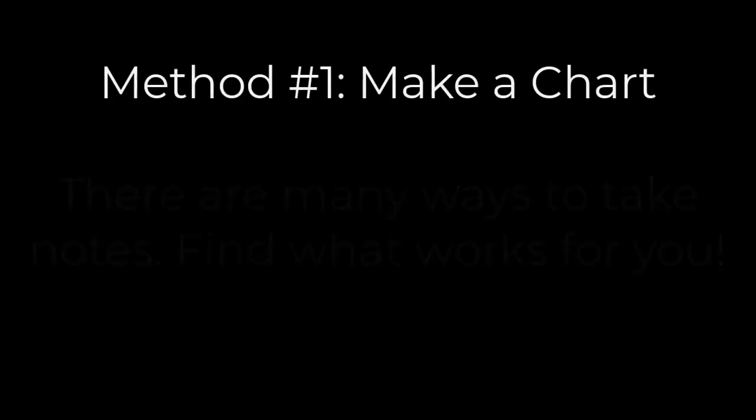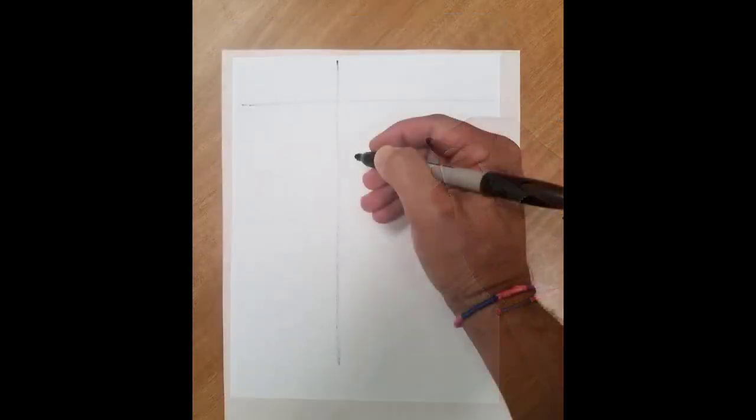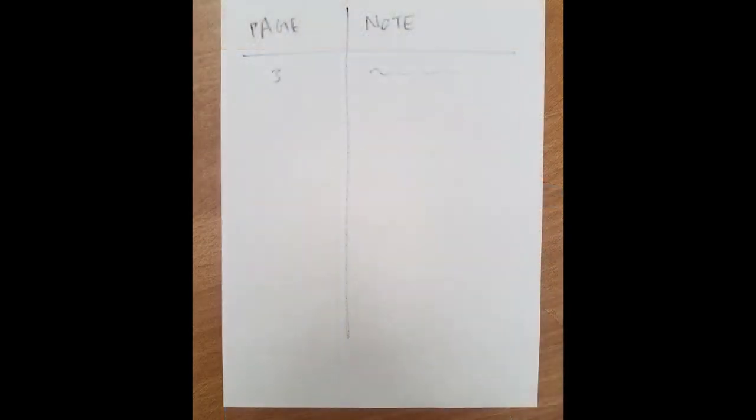The first method I want to talk about is making a simple chart. So charts are easy to draw. We've all been drawing charts for most of our lives. You can do a simple T chart. You can create 3 columns. You can create 2 to 3 rows. You can take one piece of paper and divide it into 4. As long as you understand what information is going where, it doesn't really matter what the chart looks like.